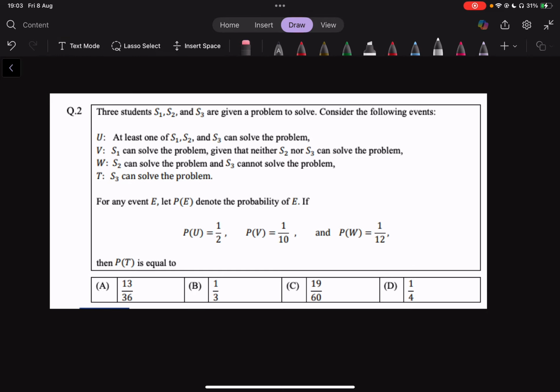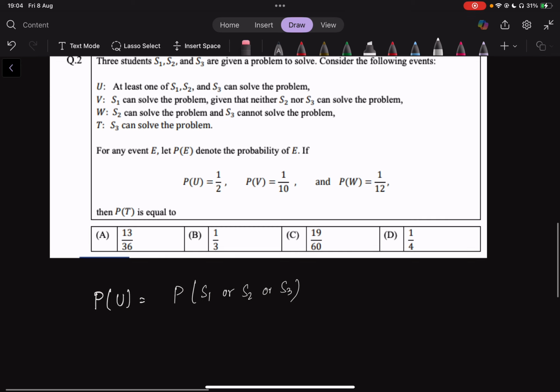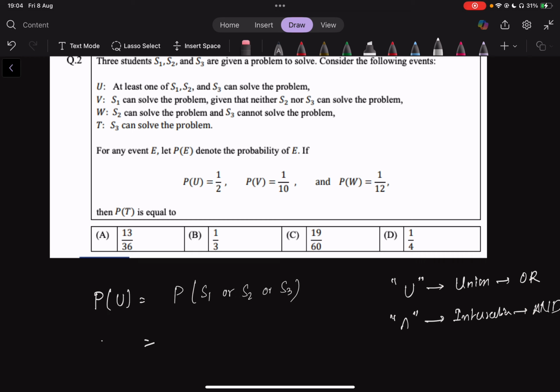If we consider the first one, the probability of U, that means at least one of S1 or S2 or S3 is solving. So we can write it as S1 is solving or S2 is solving or S3 is solving. Union we use for the OR condition, and intersection we use for the AND condition. Here we have OR conditions. So essentially P of U, the probability of event U, is the probability of S1 union S2 union S3.